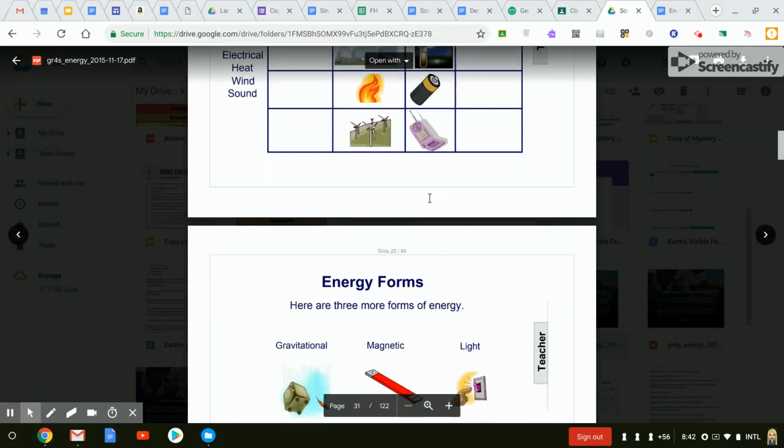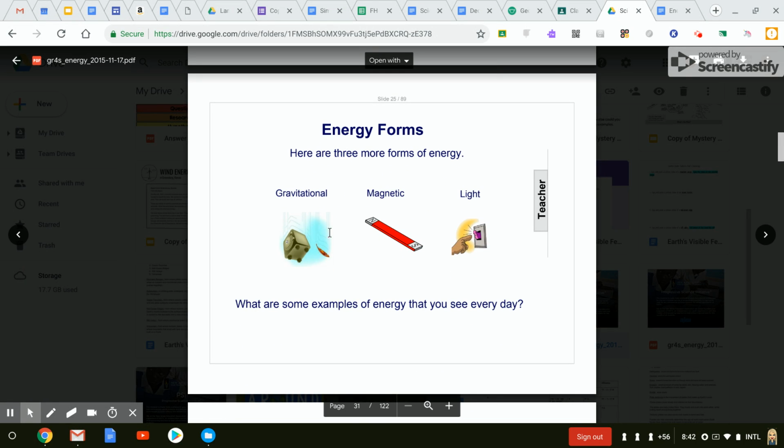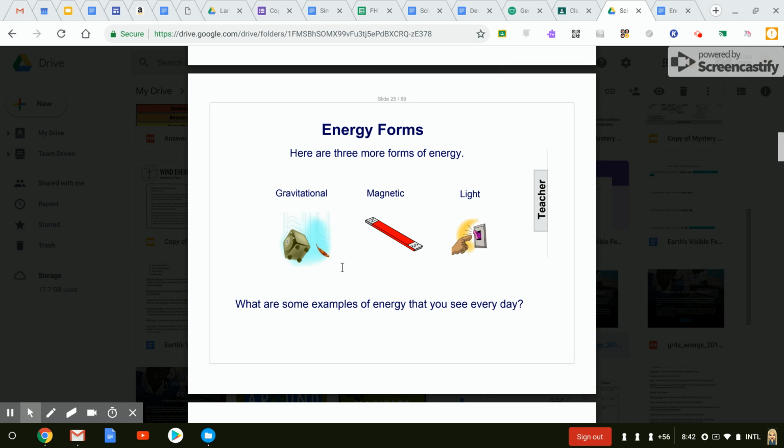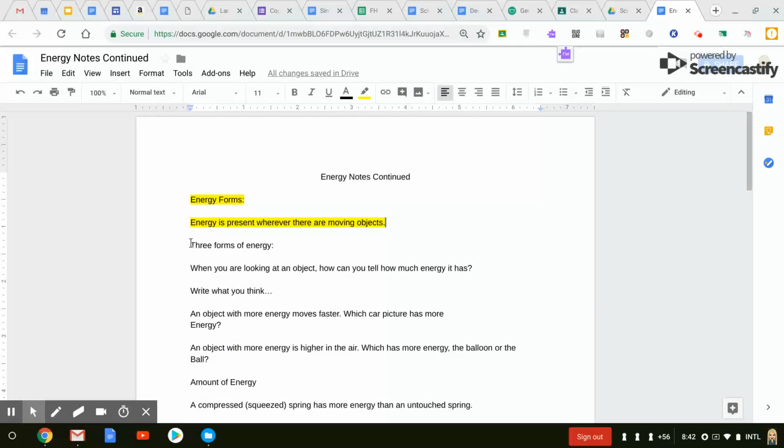So here are some different forms of energy. We've got gravitational energy, and just to make sure we understand gravity, anything that goes up must come down. That's why when you throw a ball up into the air, it comes right back down. The force of gravity acting on Earth. So there's gravitational energy, there's magnetic energy, thinking of a magnet, and there's light energy. So what I want you to write down are these three forms of energy.